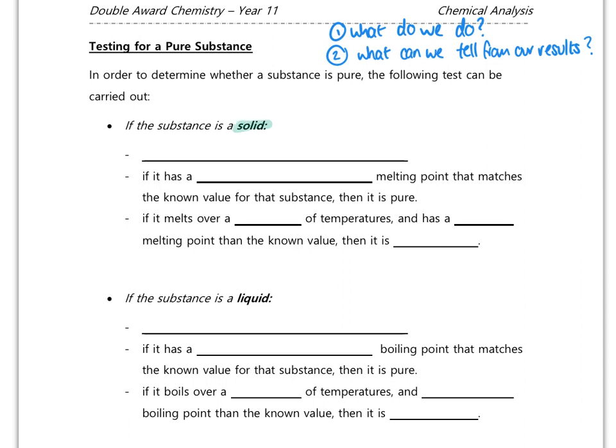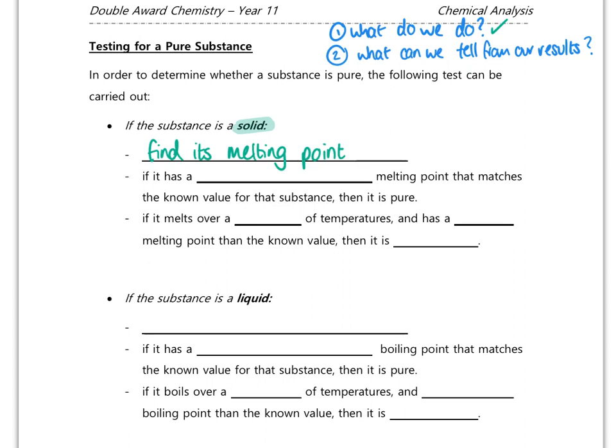If it's a solid, what are we going to do? Well, we're going to determine its melting point. There's no point determining its boiling point, because in order to determine its boiling point, we need to convert it into a liquid first and then change it into a gas. So if it's a solid, we need to find its melting point. That's the first thing. That is, what do we do? And then what can we tell from our results?